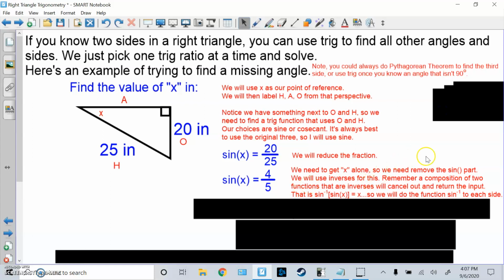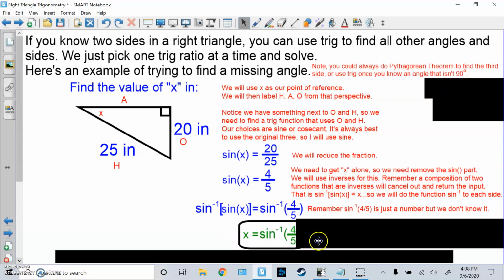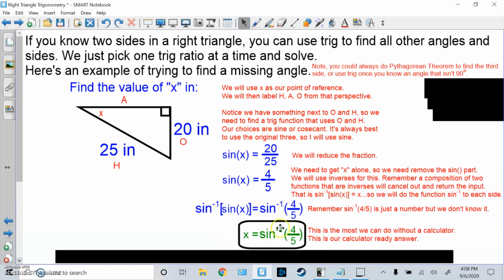Now we get x alone. Remove the sine part by using inverses. Remember, composition of 2 functions that are inverse will cancel out and return the input. So sine inverse of sine of x just gives us x. So we're going to sine inverse both sides. This left side is just x. And we can't simplify sine inverse of 4 over 5, so that's our answer.